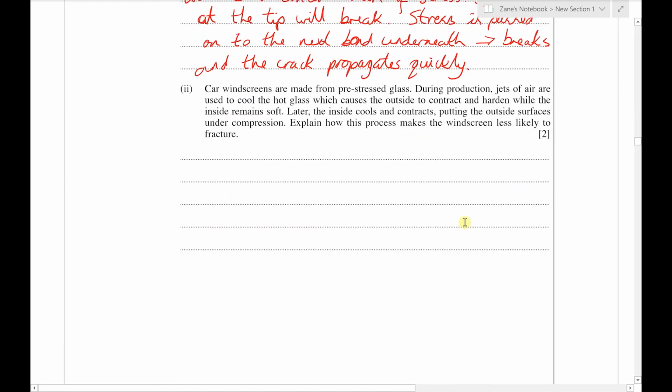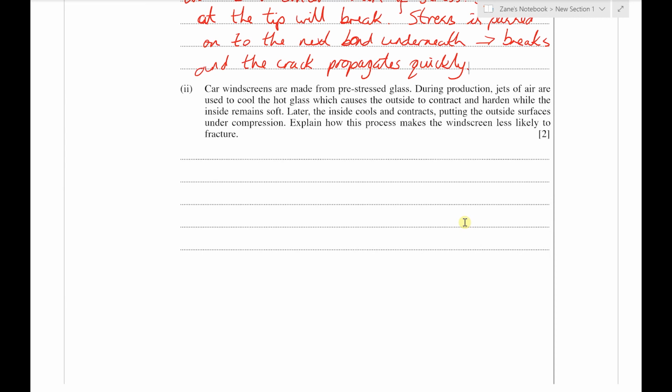Car windscreens for part 2 are made from pre-stressed glass. So during production, jets of air are used to cool the hot glass, which cools the outside to contract and harden, while the inside remains soft. Later on, the inside cools and contracts, pulling the outside surfaces under compression. Explain how this procedure makes the windscreens less likely to fracture.